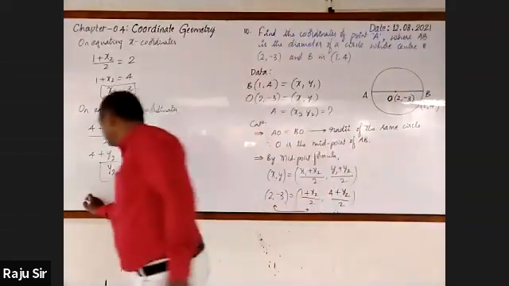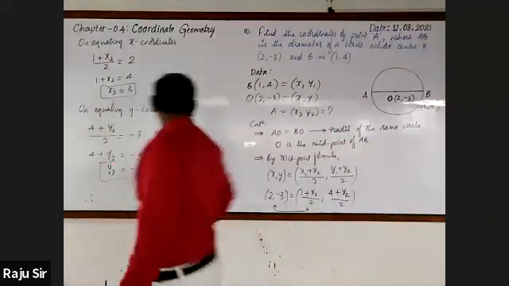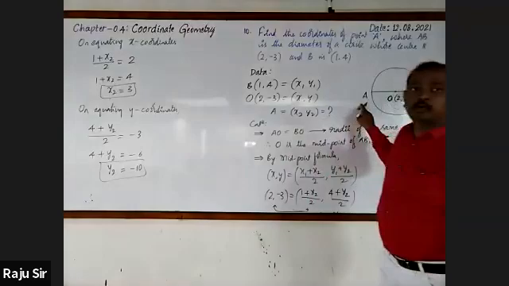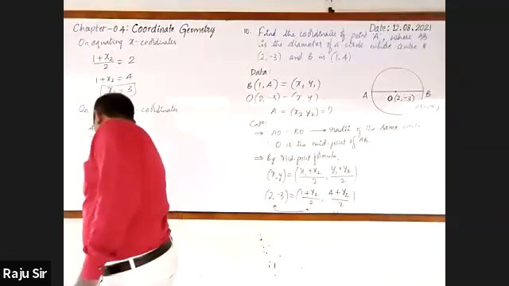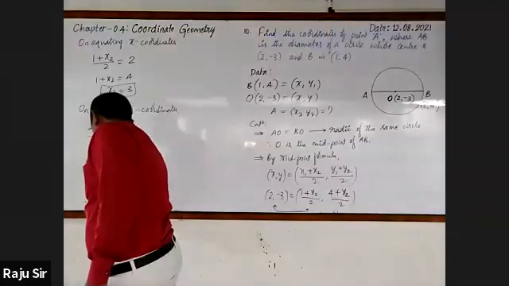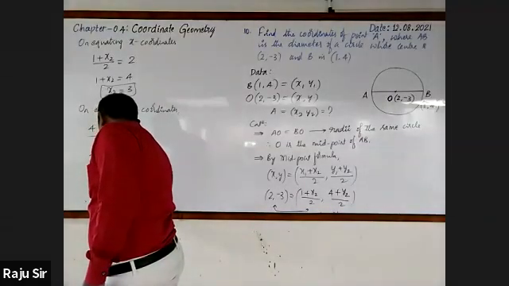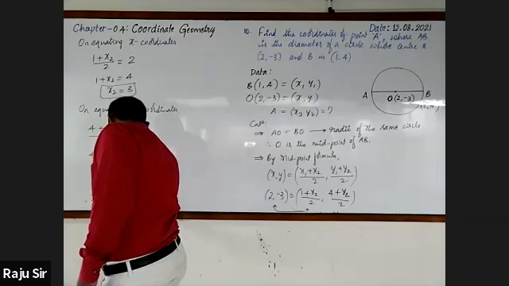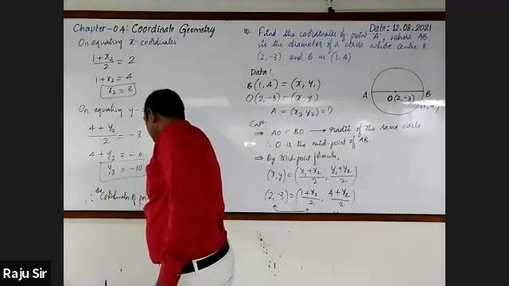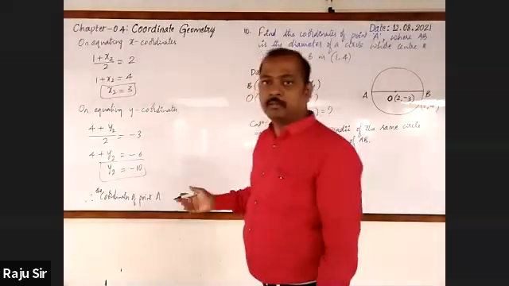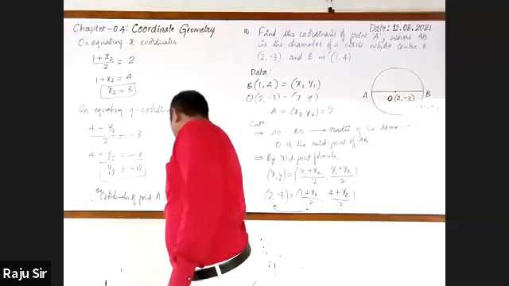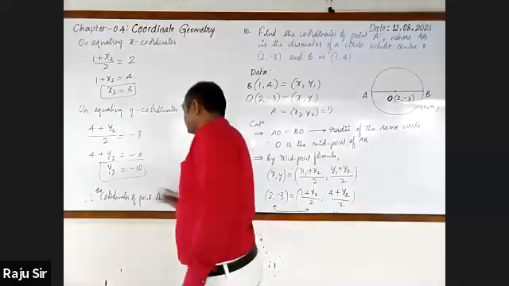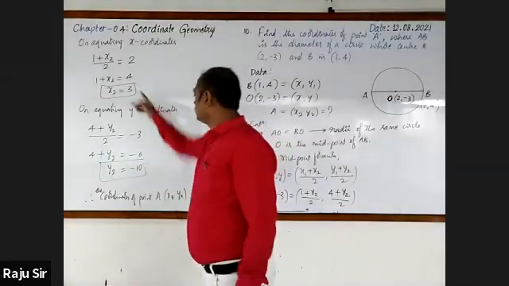Therefore, the coordinates of the point A, nothing but x2, y2, are (3, -10).